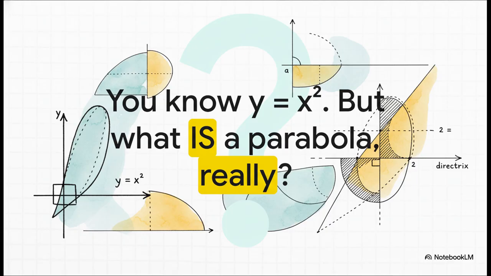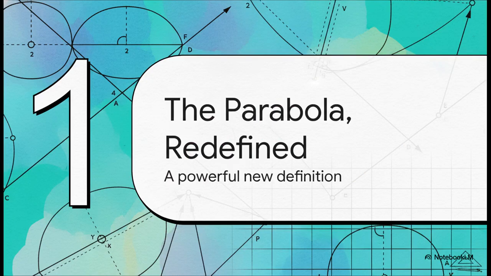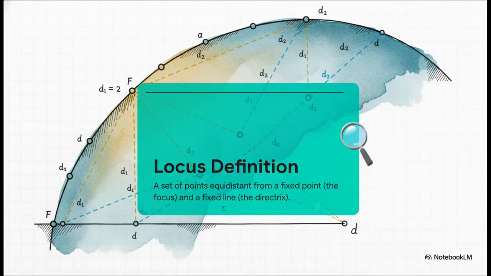You can probably graph y equals x squared in your sleep, but could you define what a parabola is without using an equation? Like, what's the fundamental property that makes it a parabola? That's the question we're going to dig into, and trust me, it's going to unlock a whole new way of looking at them. We're going to move past that basic formula and get into a really beautiful geometric definition. And it's this shift in perspective that lets us describe any parabola facing any direction anywhere on a graph. It's pretty cool. And here it is.